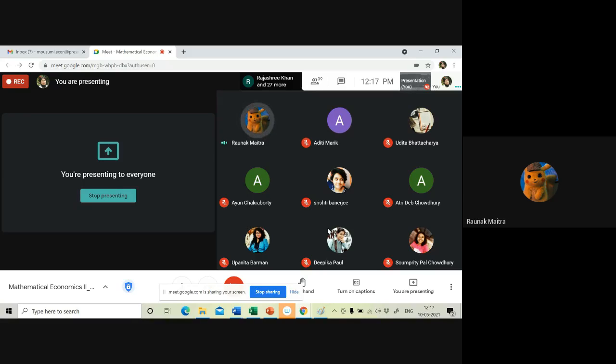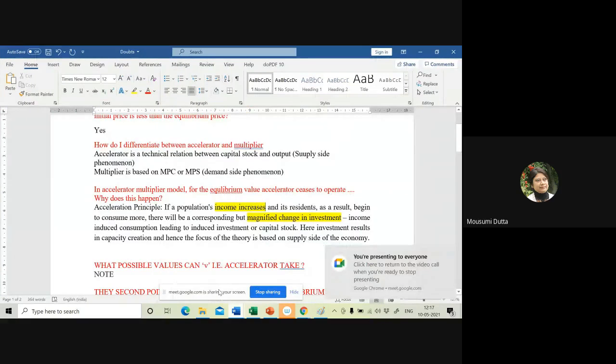Okay. So, the accelerator ceases to operate at the equilibrium level of income. That's the main thing. Now, put it in a better way. You can write down the equation and you can discuss the matter. There is the difference equation framework. There is the differential equation framework. So you can put the things in a proper manner. However, the main idea is like this.